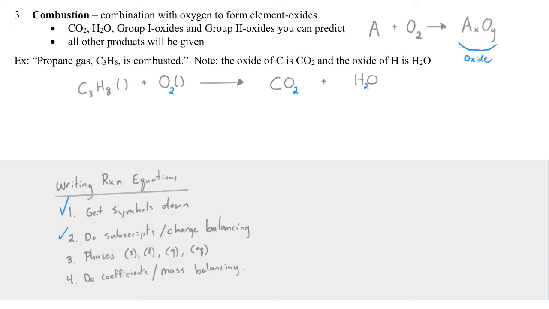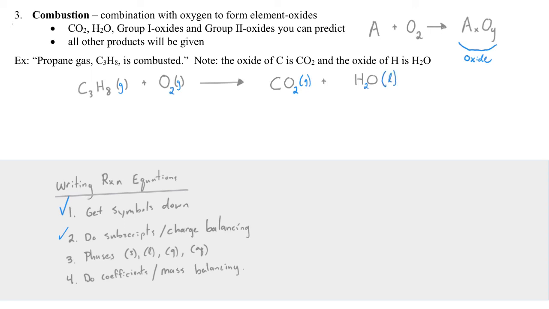Let's move on to phases, step 3. We see that propane is indicated as a gas, so let's put the symbol G there. We also know oxygen is a gas, and then we also know carbon dioxide is a gas, so let's put a G there, and we know water is a liquid.